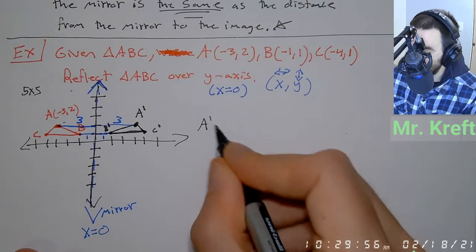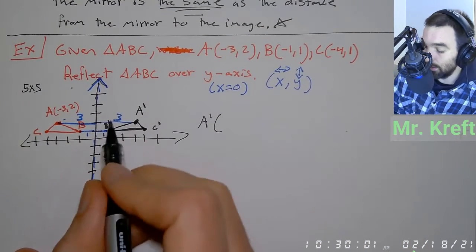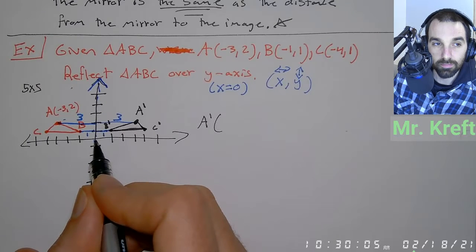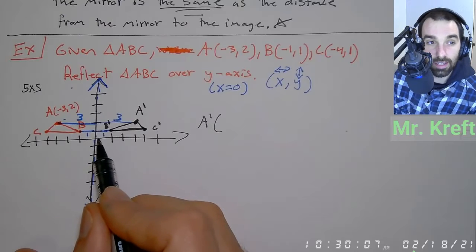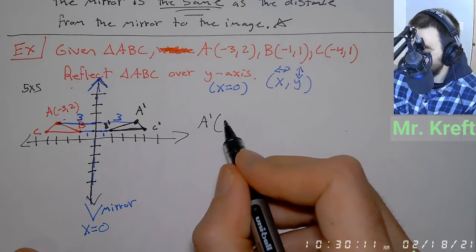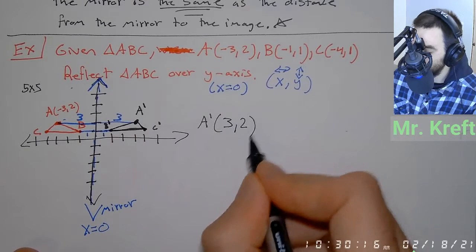So the last thing we need to do is write down the coordinates of our new shape. To get the coordinates of our new shape, we're always going to start at 0, 0. So starting at 0, 0, to get to A prime, I'm going to go right 1, 2, 3. And I'm going to go up 1, 2.